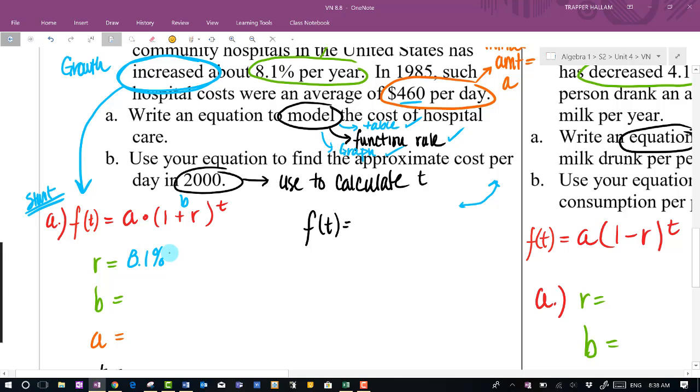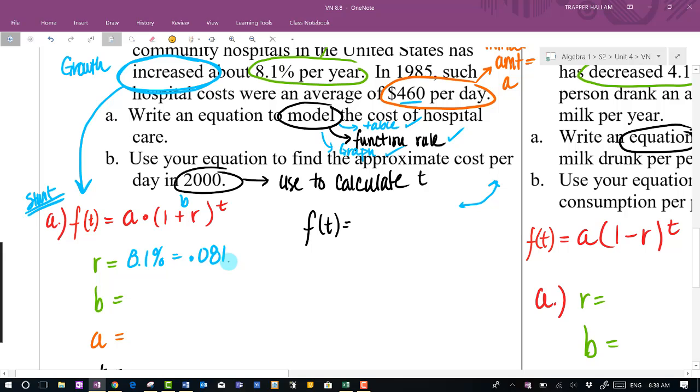However, when we put this into the function, we need to use a decimal. We can't use it as a percent. R isn't calculated as a percent, it's calculated as a decimal. So we need to change 8.1% into a decimal, which is 0.081. If we put 0.81, that's 81%. We wouldn't want to do that.